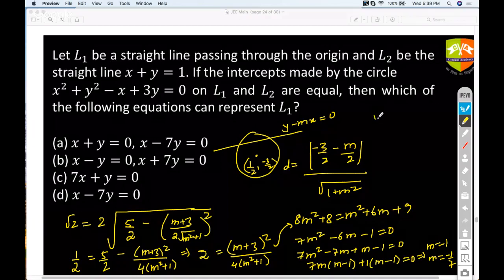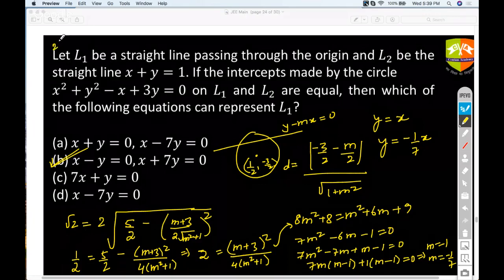So it could either be line y equal to x, or it could be y is equal to negative 1/7 of x. So I think option B is the only option that satisfies both these conditions. So option B is correct, and the first one to give this answer is Purvik.